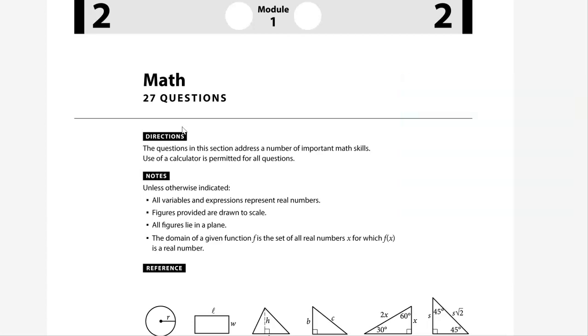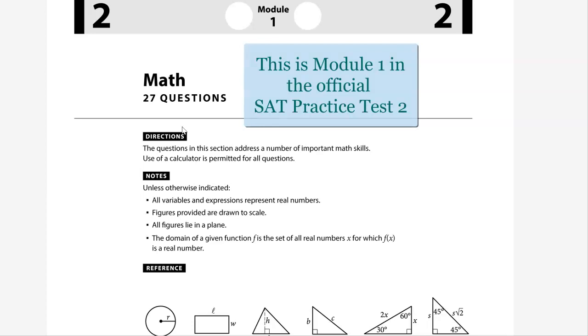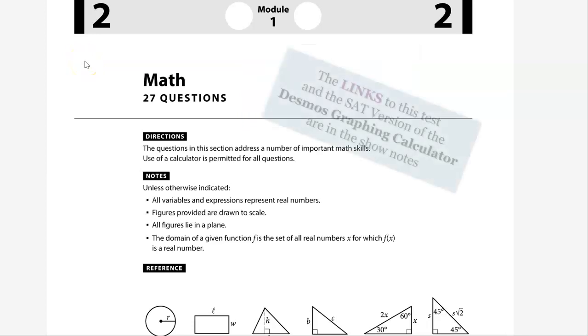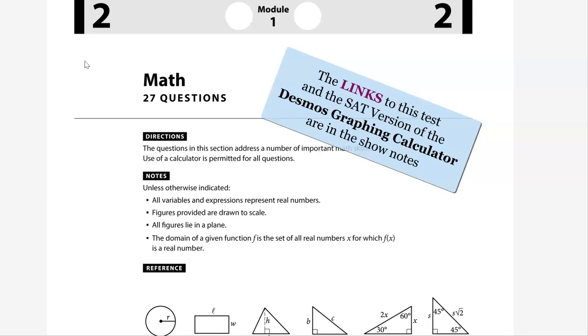We are now working in practice test 2 from the official College Board website. You can go download your copy now, and you will also need to click on the link for the Desmos Graphing Calculator. Both of those are found in the show notes.